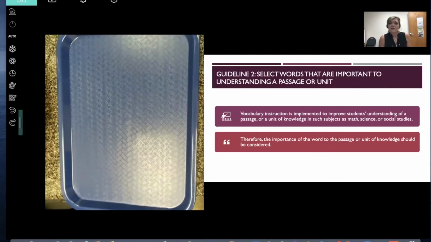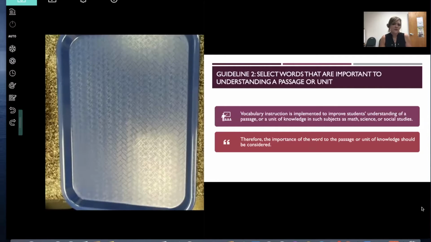So the next one is select words that are important to understanding a passage or unit. Vocabulary is implemented to improve the student's understanding of a passage. We talked about yesterday, if a student can read fluently but the vocabulary development is not really there, they can read and know what that word says, but do they really know what that means? And if they don't, then that interferes with their comprehension. And it's not only in language arts, but also in other content areas as well, especially in other content areas.